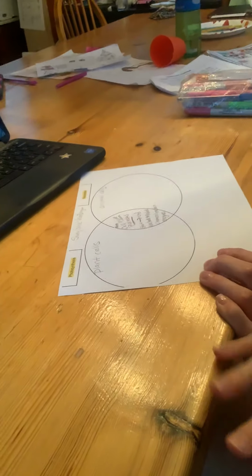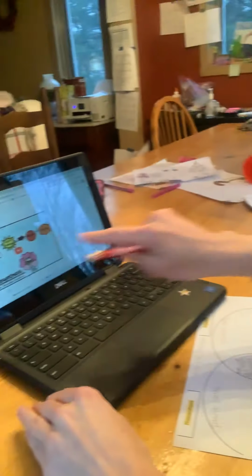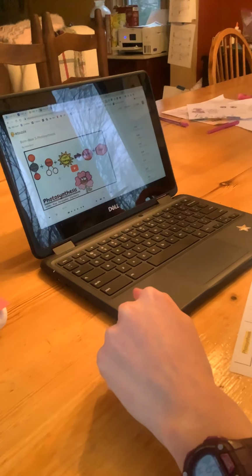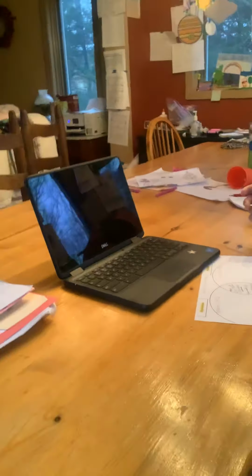Now, to get this information, I suggest that you use the Ed puzzles. There were 2 of them. One of them was on photosynthesis. It was from last week. And just looking at that first image, that's the picture that I would draw.